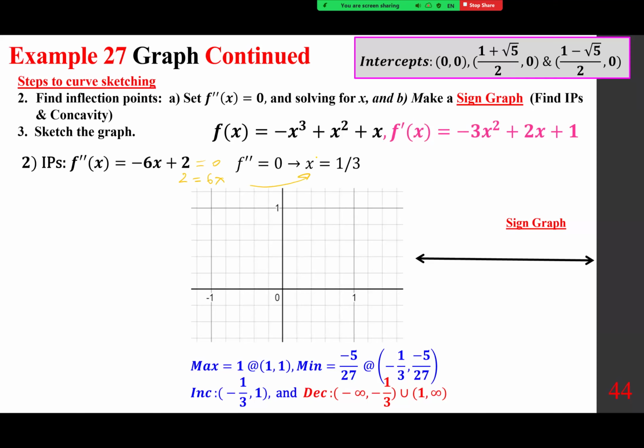Very simple. We do a sign graph. And so what happens is very simple. X goes from negative to positive infinity. And we put where F double prime is 0 there. And at top is F double prime. At 1/3 it is 0. We are interested in the left and right. So to the left of 1/3, you pick a negative number, or even easier, 0. And to the right, you pick like 1.